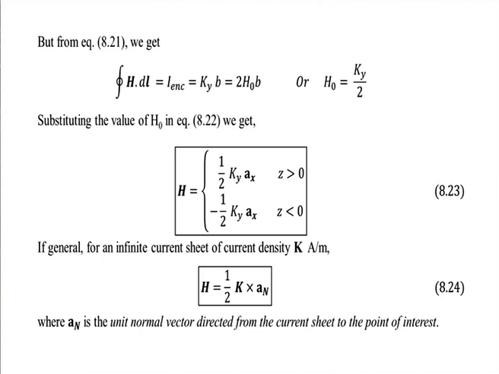Putting this value in equation 8.22, we get the final value of H, which is equal to half K y into a x for z greater than 0, and equal to minus half K y into a x for z less than 0. In general, for an infinite sheet of current density K ampere per meter, H is equal to half K cross a n, where a n is a unit vector directed from the current sheet to the point of interest.